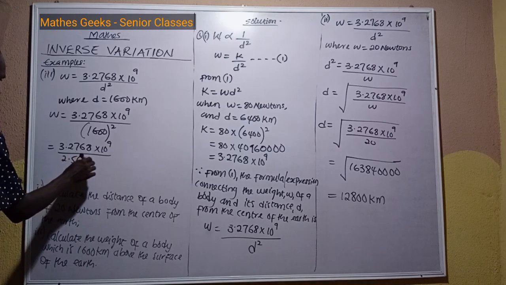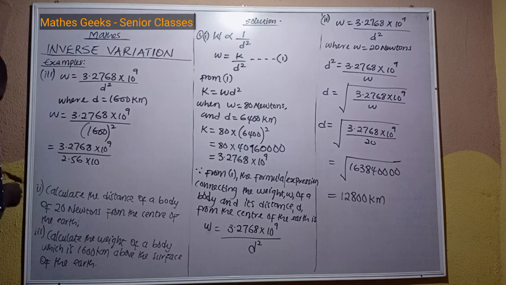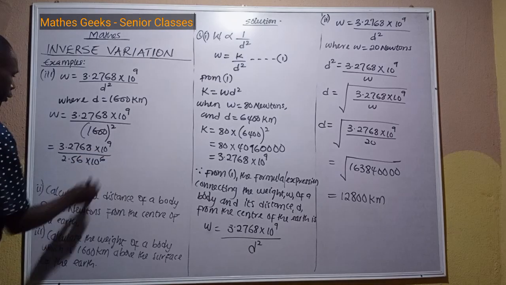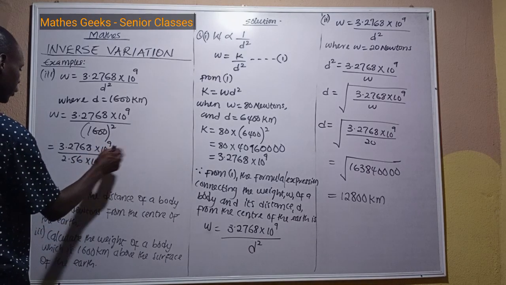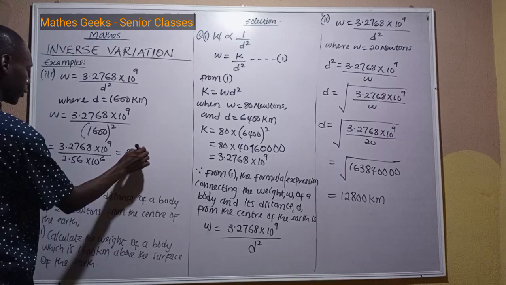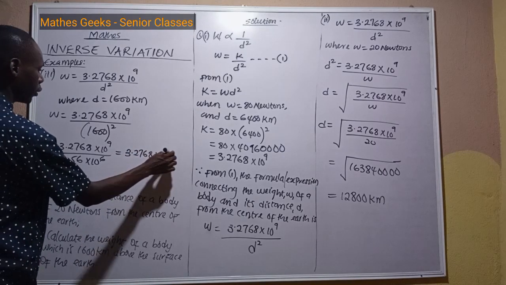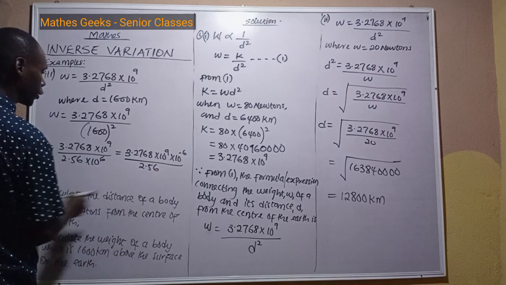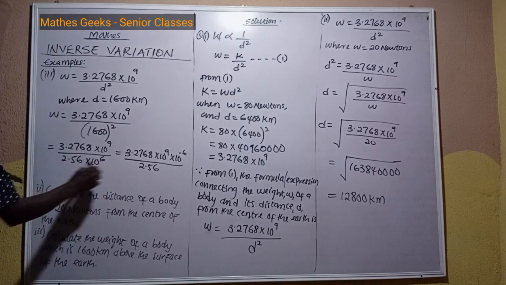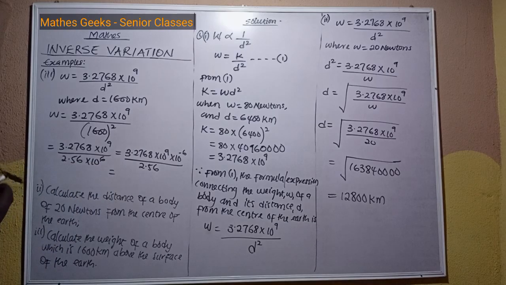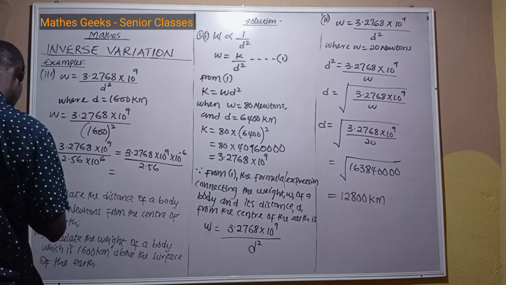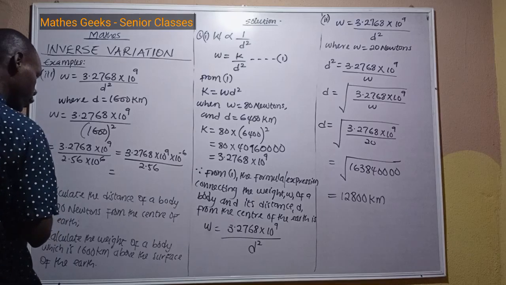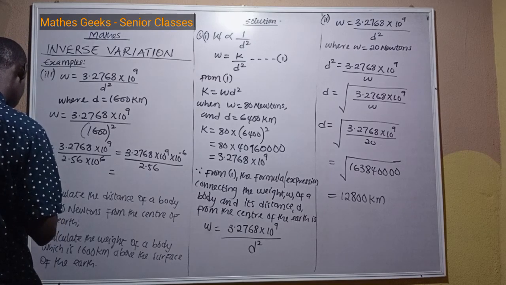2.56 times 10 raised to the power of 6. So you can equate this to 3.2768 times 10 raised to 9 times 10 raised to minus 6 over 2.56. So this is equal to 3.2768 divided by 2.56.